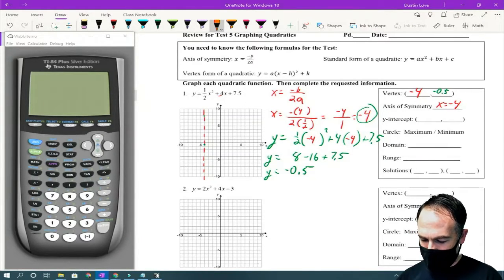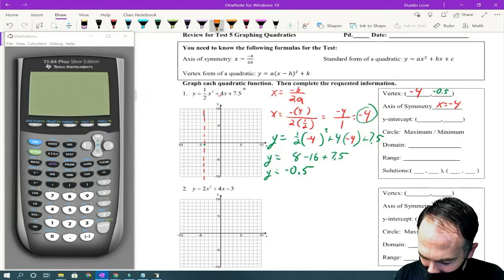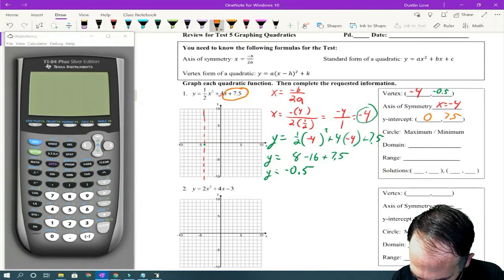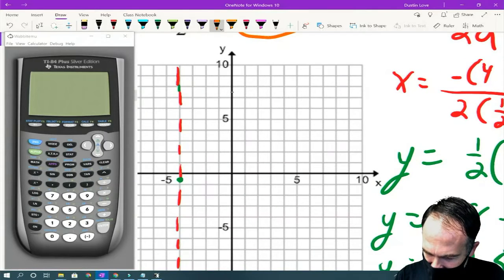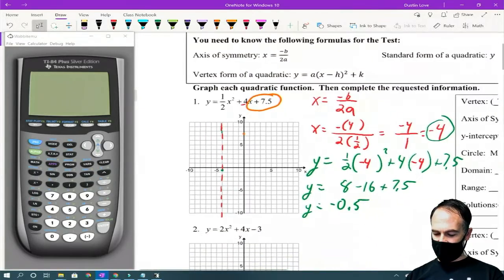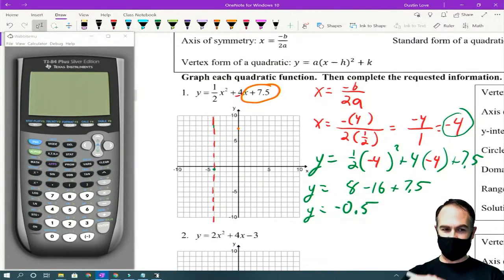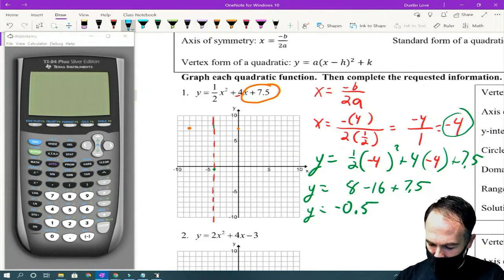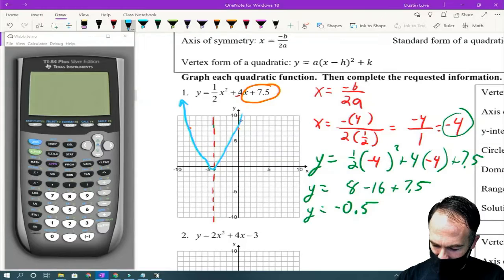Okay, next up we need the y-intercept. The y-intercept is going to occur at the c value. So it's just 0, 7.5. So I go up to 5, 6, 7.5. And then because of the axis of symmetry, we're going to take that one and reflect it over. So that is 1, 2, 3, 4 away. 1, 2, 3, 4 away. And then I can go ahead and draw my rough sketch of the parabola using those points.